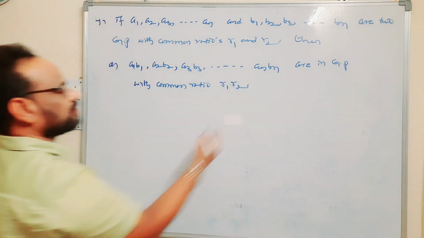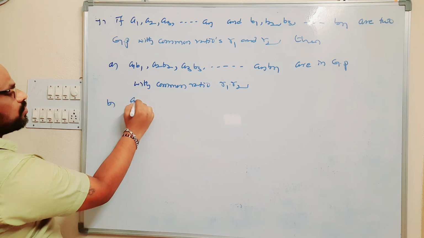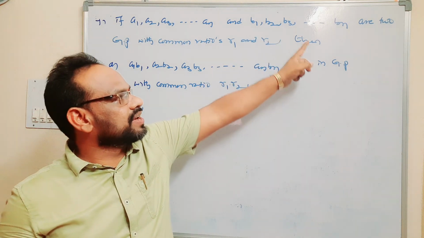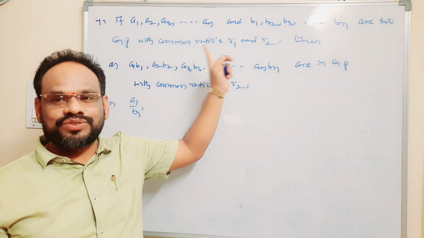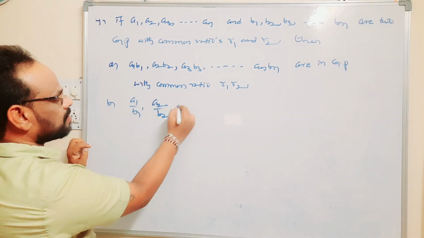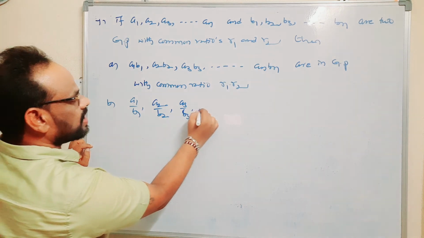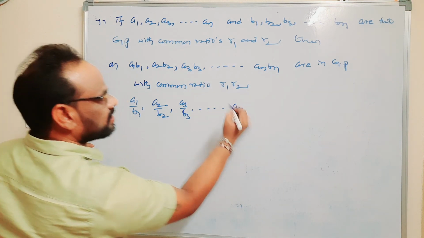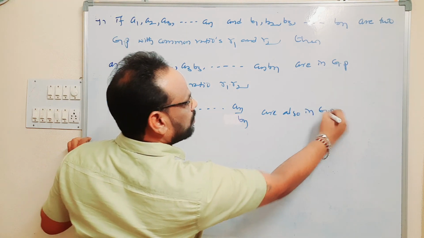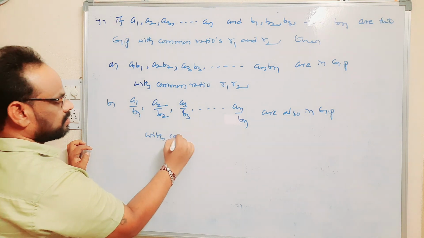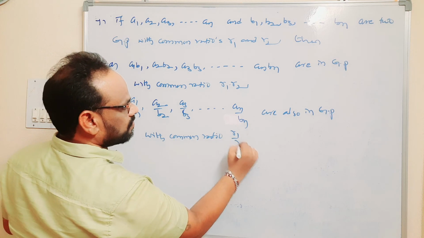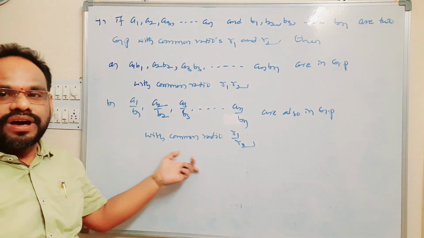R1 into R2. Next, second one, also A1 by B1. If A1, A2, A3 and so on, AN and B1, B2, B3 and so on, BN are two geometric progressions with common ratios R1 and R2, then A1 by B1, A2 by B2, A3 by B3 and so on, AN by BN are also in geometric progression with common ratio R1 by R2.